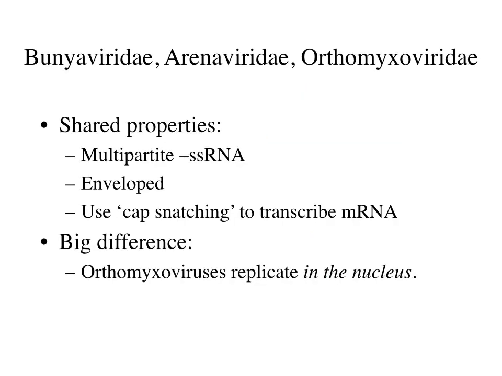Okay, then to finish up on this lecture, we've discussed 3 different virus families: Bunyaviridae, Arenaviridae, and Orthomyxoviridae. And for obvious reasons, I put them together. They have significant shared properties, including the fact that they are multipartite, negative sense, single-stranded RNA genome viruses. They all have an envelope, and they all use cap snatching to transcribe their messenger RNA. But there's a big difference. The orthomyxoviruses replicate in the nucleus. This is the first RNA virus that we've talked about that does this.